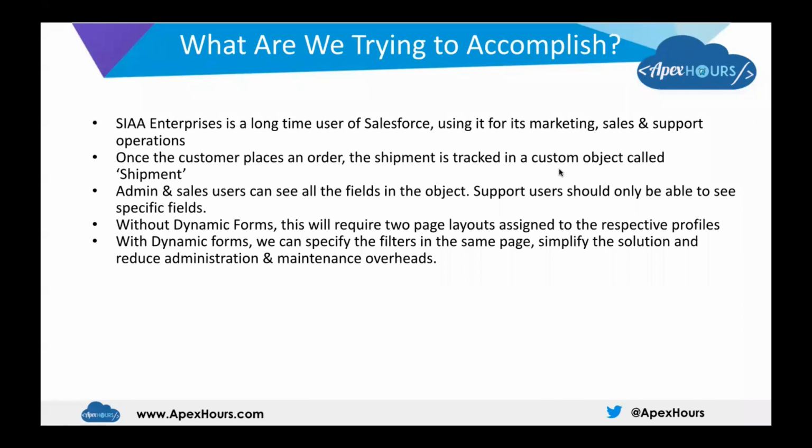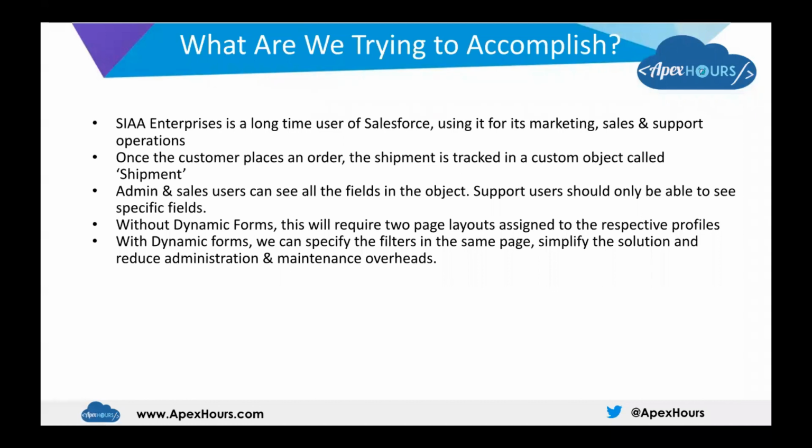Now, admin and sales users can see all the fields in the object, but support users should only be able to see specific fields. So that is what we are going to be configuring. Without dynamic forms, this will require two page layouts. We'll create one page layout for admin and sales, another one for support users. But with dynamic forms, we will specify filters in the same page, which will simplify the solution and reduce the administration and maintenance overheads.